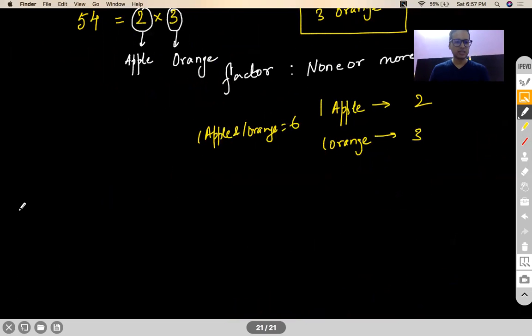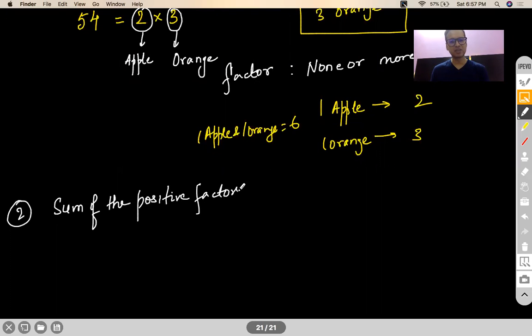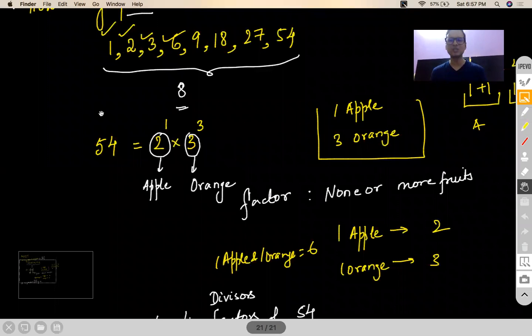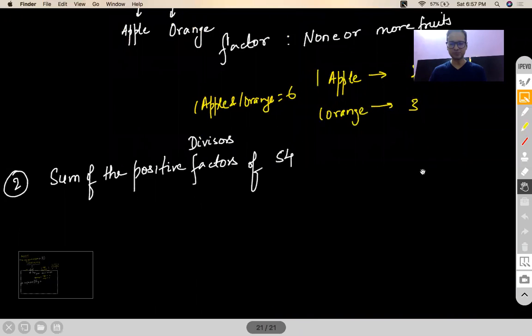Question 2 for you is, what is the sum of the positive factors of 54? Sum of positive divisors, factors or divisors, whatever you call it, both are the same thing, of 54. Now think, don't just sit and count and add these numbers. I'm not interested in you solving the particular problem. Think as if you have to solve it for a bigger number. How will you solve it? And let's say if you have to come up with a formula, then what formalization will you do? Think in terms of that.